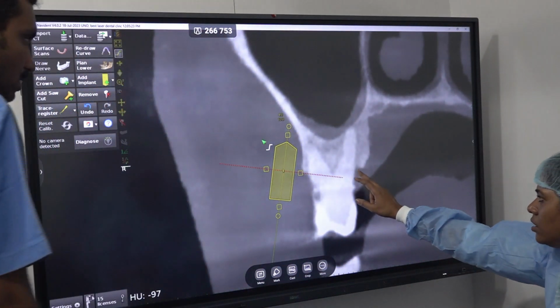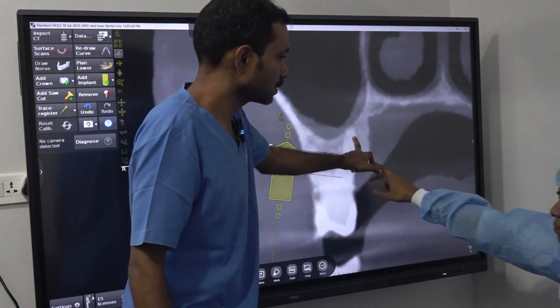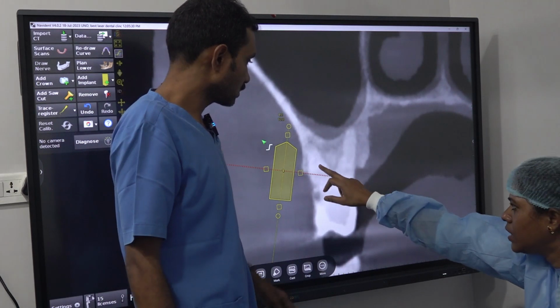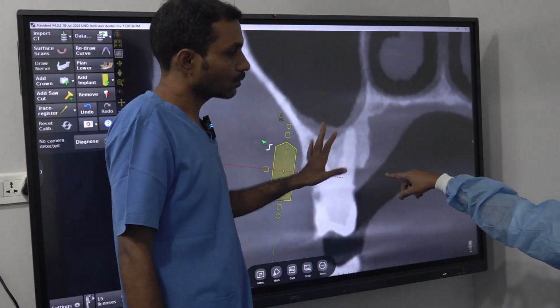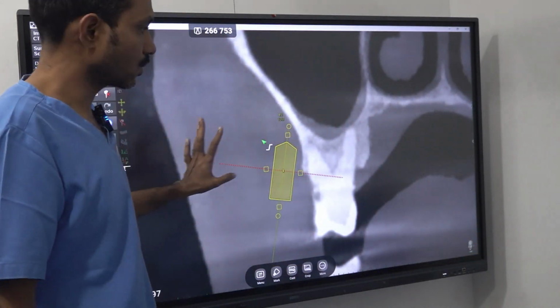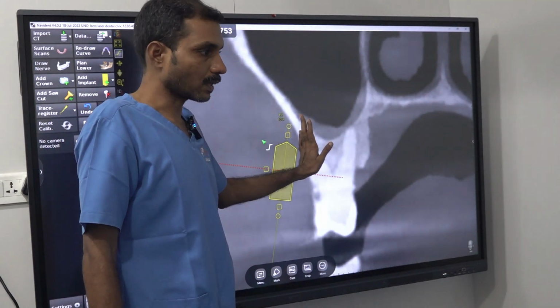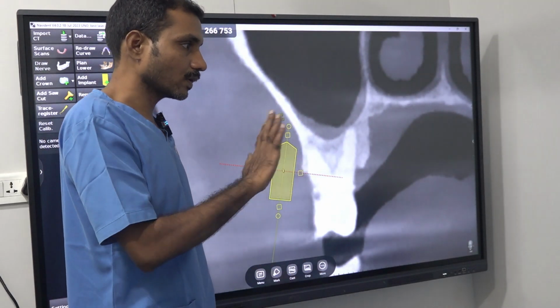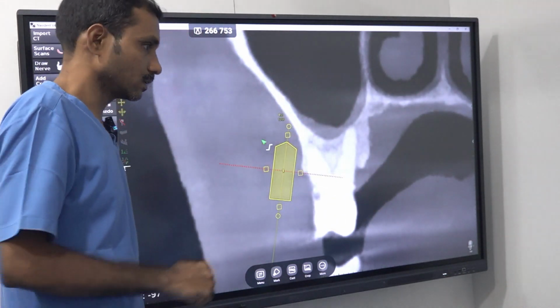So here either one buccal root or palatal is mandatory. No, this is palatal. That's what, palatal one we have to use, and the other one either distobuccal or mesiobuccal, any one root we have to use. Not distobuccal, only mesiobuccal. Distobuccal never, because distobuccal is too close to the buccal side. Even the mesiobuccal, we are not placing the implant in the mesiobuccal, up towards the palatal side.